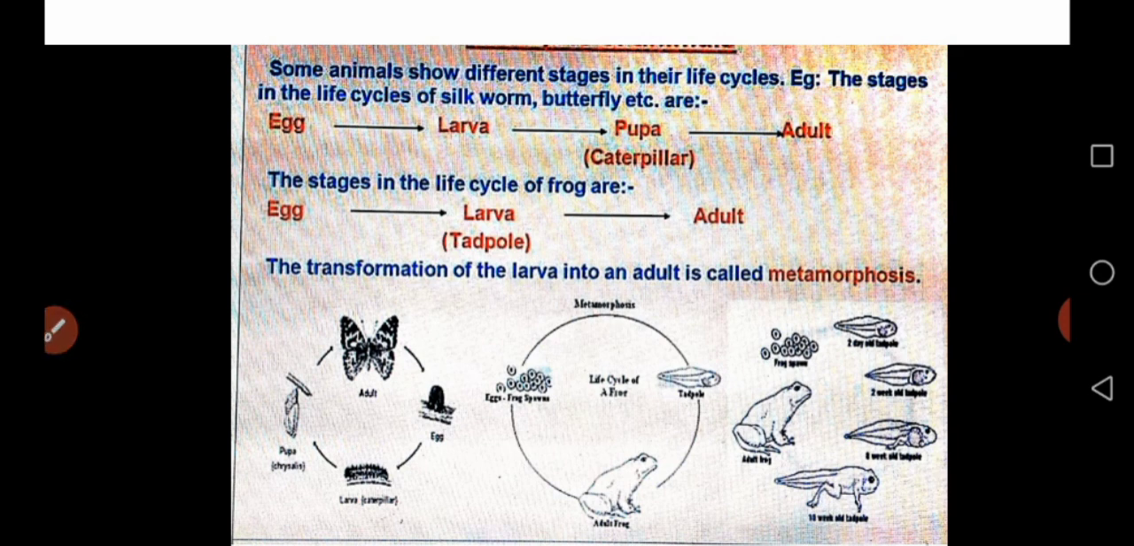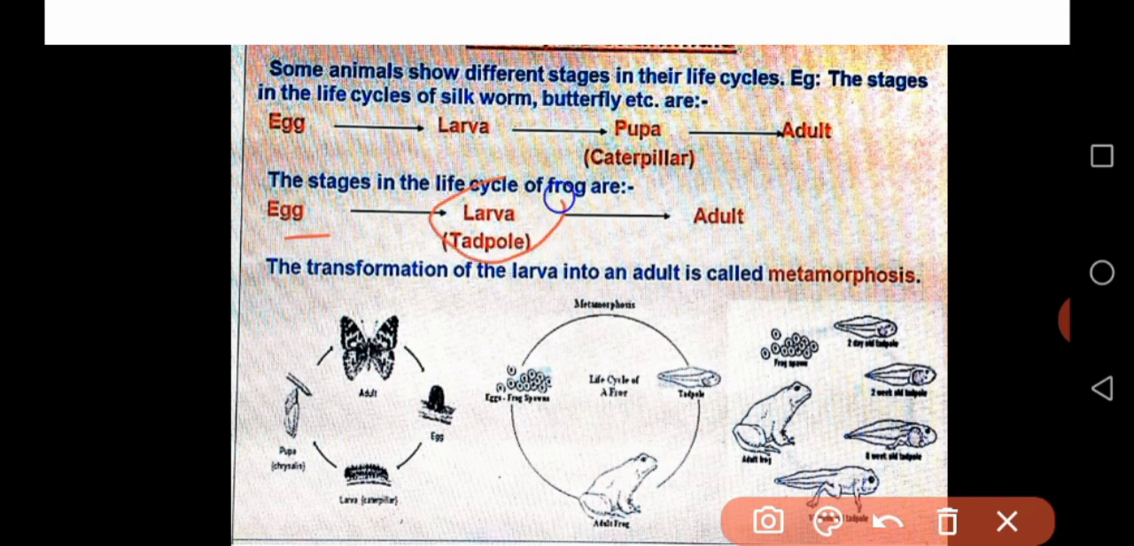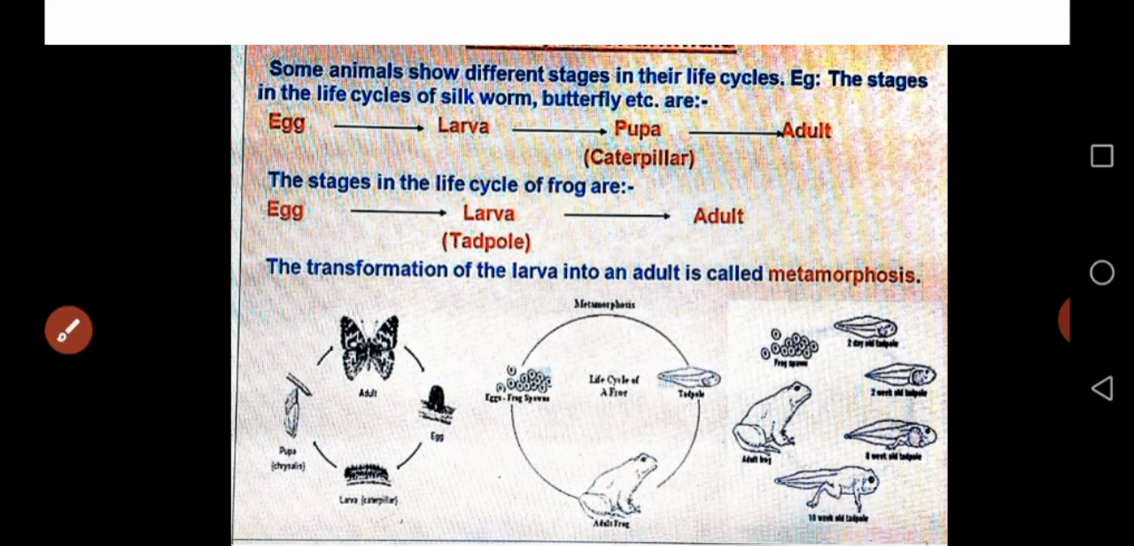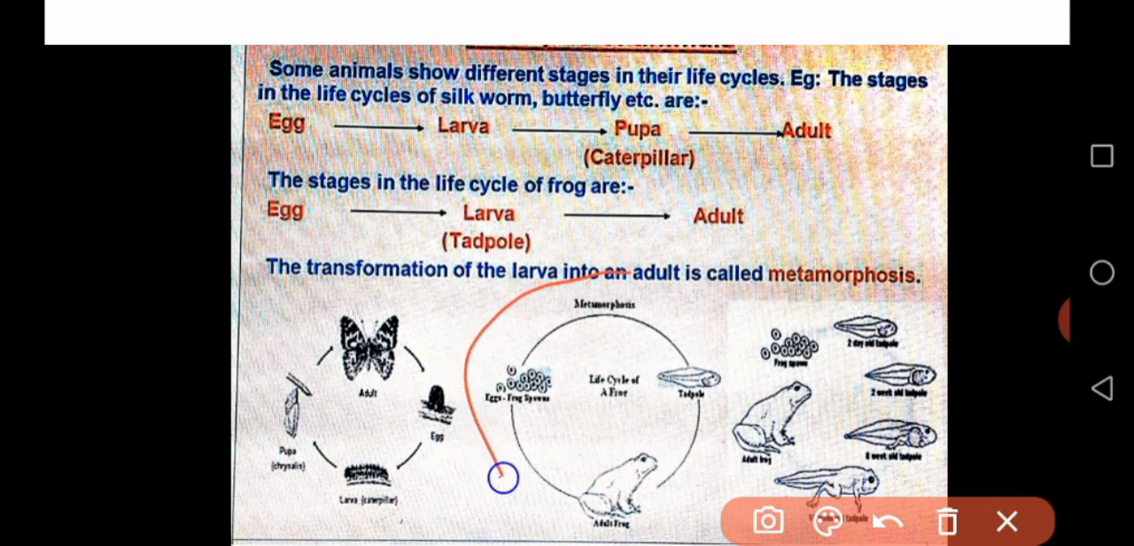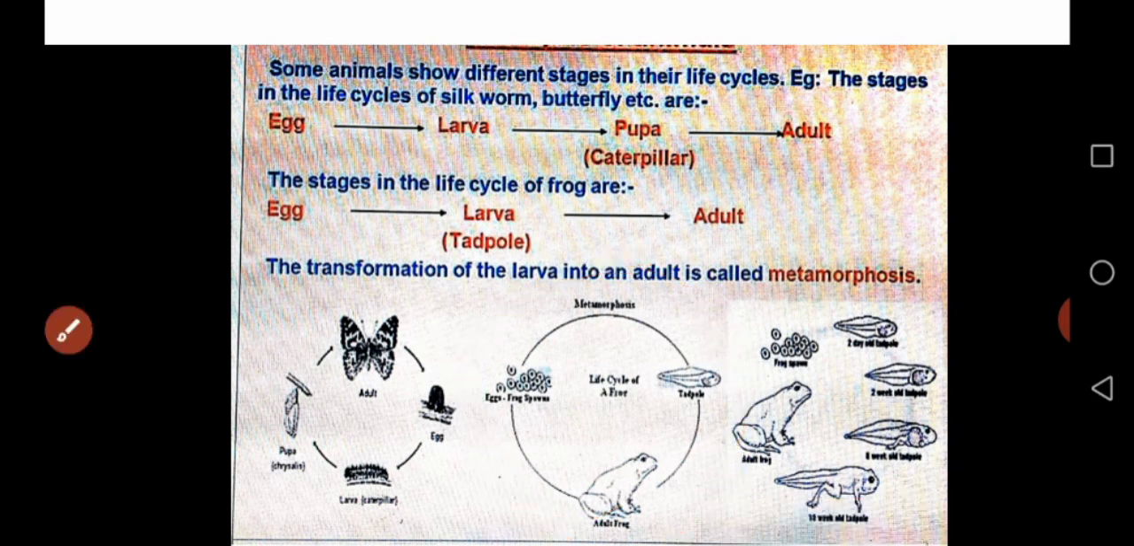The first stage is the egg. The next one is the larva. The larval stage of the frog is also called the tadpole. Finally, the adult frog. You see the cycle here. This is the life cycle of the frog. So let's know one by one, first the very important stage.